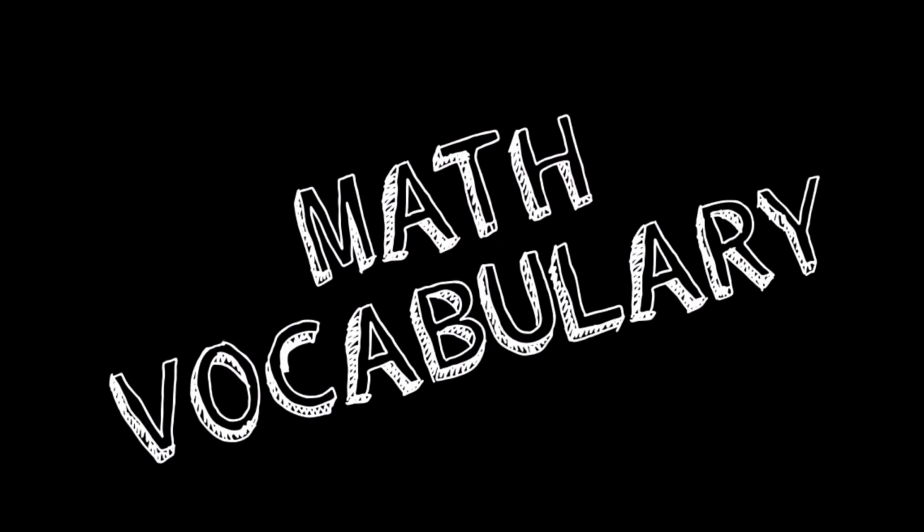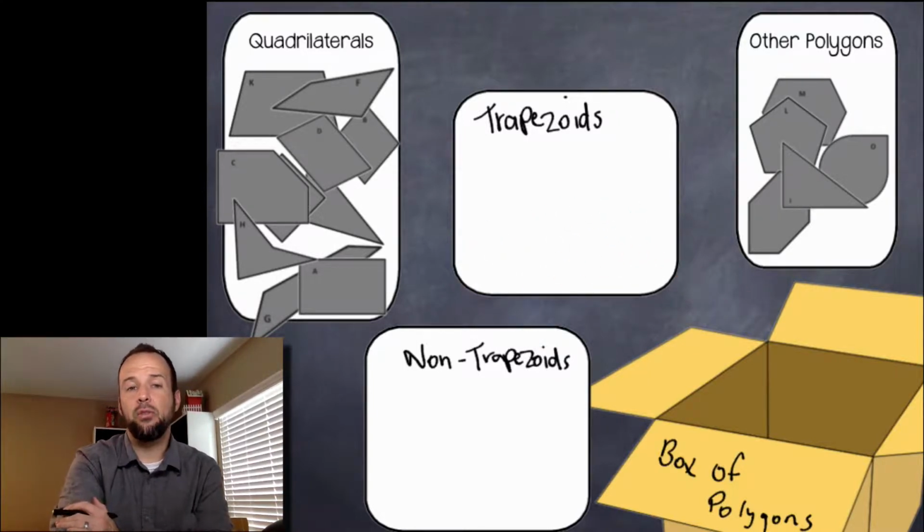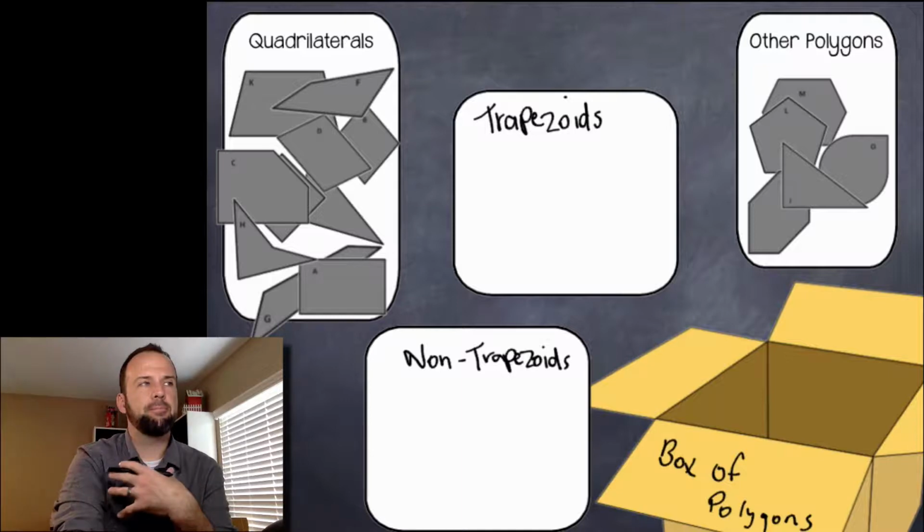Math vocabulary. Math vocabulary time. Not much of a better time, I don't think, really. Anyway, math vocabulary time. So trapezoid is a new vocabulary term. You might have heard it before. I'm sure you've probably heard it before. But we're going to put some real details and real definition onto this word.